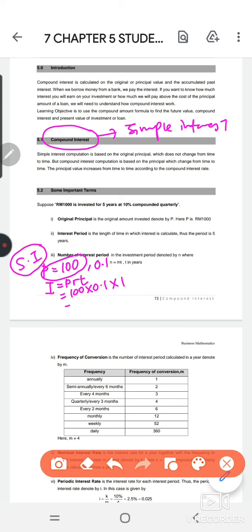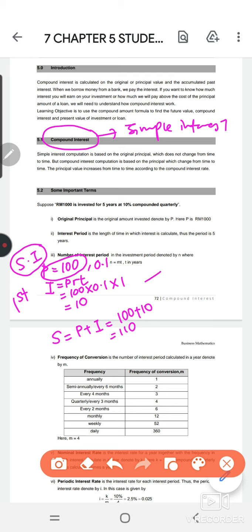So I get 100 multiplied by 0.1, so the interest is RM10. So it means that now your S is P plus I. So 100 plus 10 equals to 110. Okay, so this one is for the first year. Can you understand? This is the simple interest first.